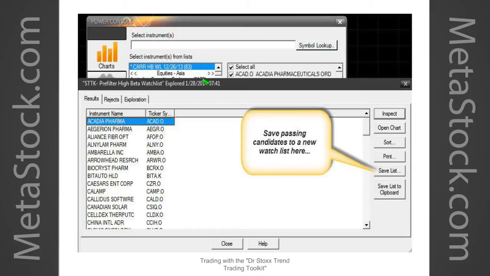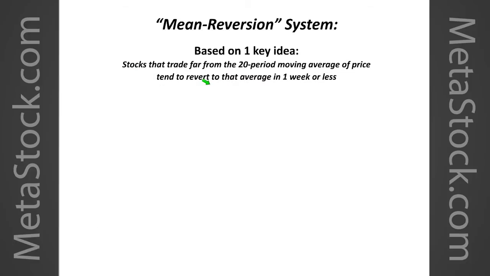If you go down through this list, if you're familiar with stock trading, you're going to see some of the better names here, like CLDX, CSIQ, which was one of the best stocks from last year, an 800% return, Acadia Pharmaceuticals, and on the list goes. All the big league trading stocks show up on this particular scan. So that's your pre-filter scan.